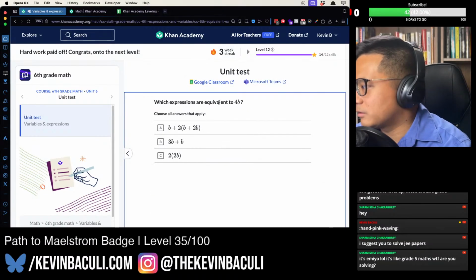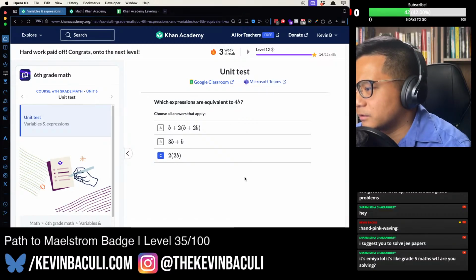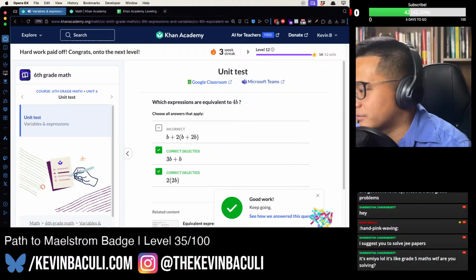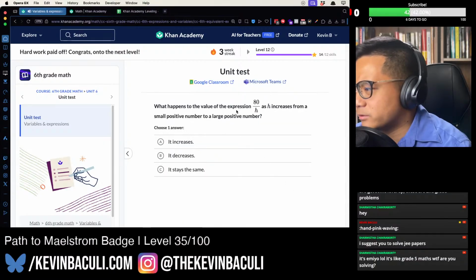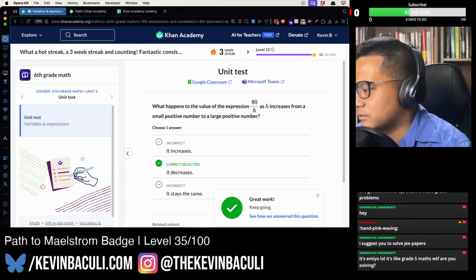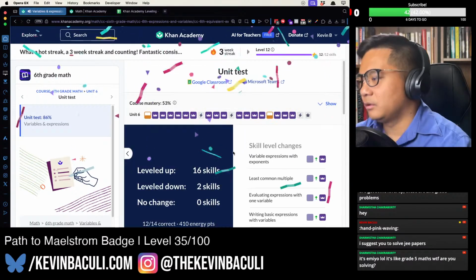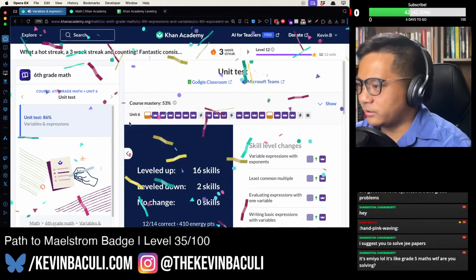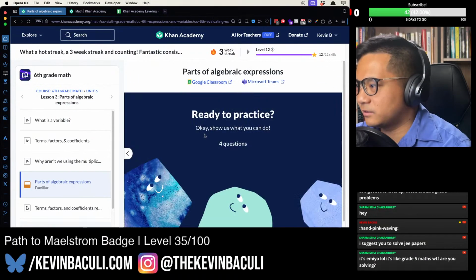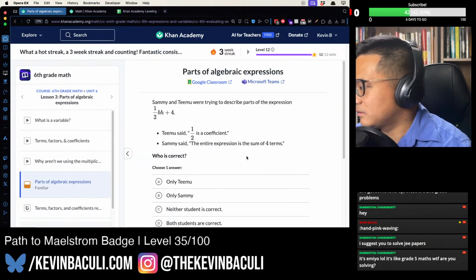What expressions are equivalent to 4b? This one, this one. This is like way more than 5. What happens to the expression as it increases from a small positive number to a large positive number? It gets smaller. Oh, that hurts. Oh, I hate. Jeez. Dang, bro.